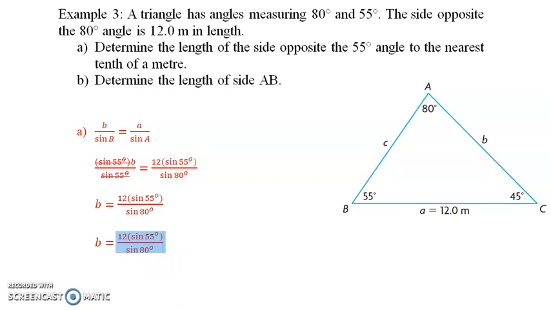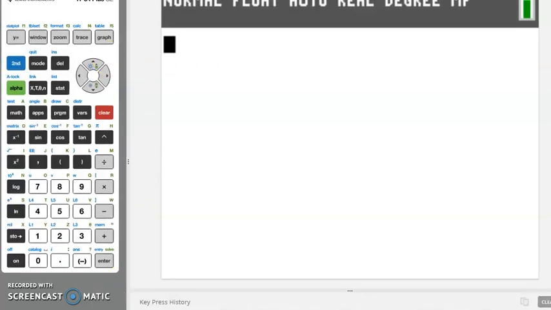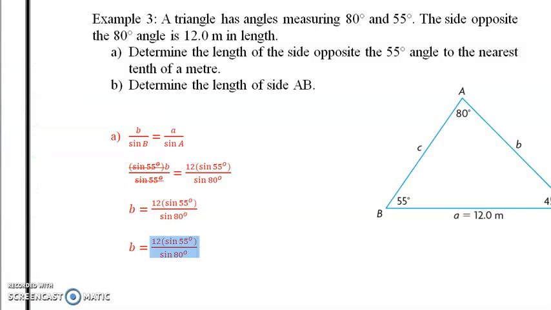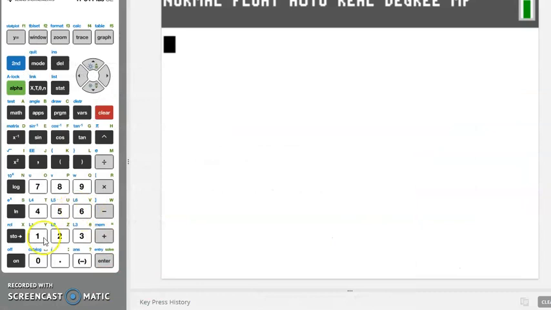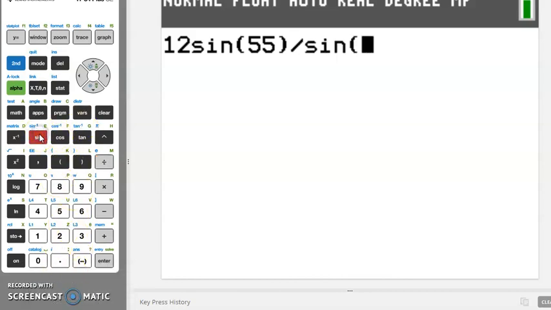Okay. So go to my calculator. I'm going to clear what I already have there, and it's going to be 12 sine 55. So 12 multiplied by the sine of 55. You don't have to put multiply. If you put a 12 up front, it automatically multiplies. Then you're going to divide this whole thing by the sine of 80. All right, sine of 80.